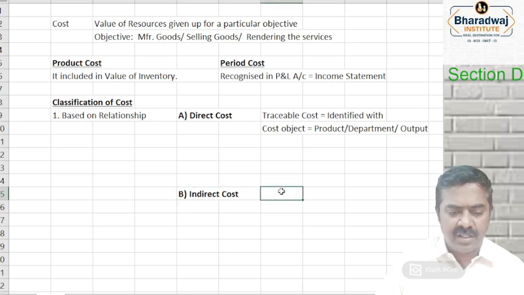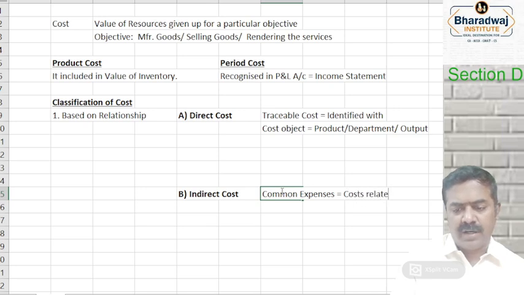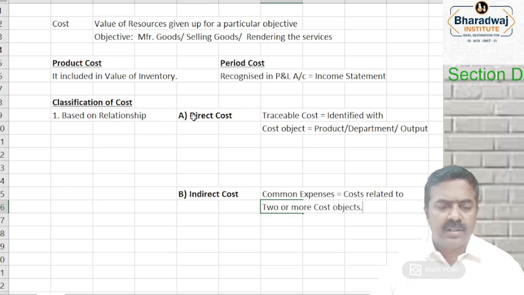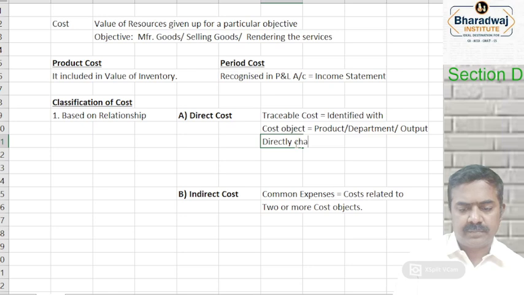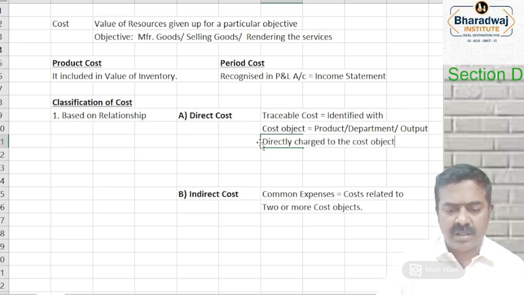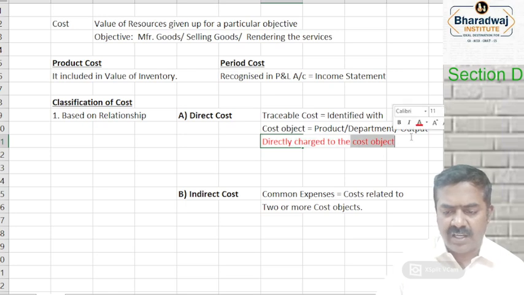Indirect cost. Simple. They are called common expenses, or costs related to two or more cost objects. Direct costs are directly charged on the product. I use the word cost object. The cost object can be a product or a batch or an output. So it is directly charged to the cost object.